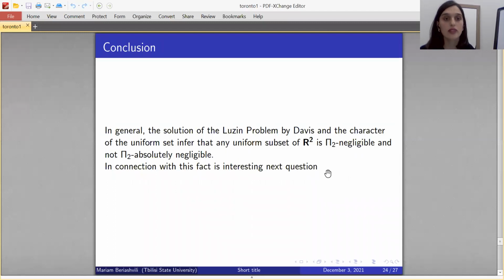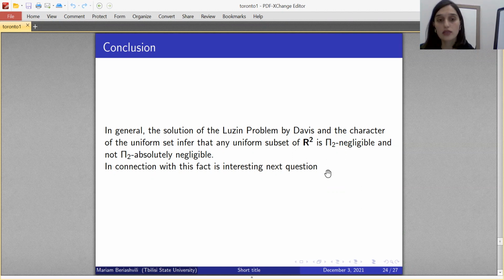And so, a conclusion about uniform sets. The solution of the Lusin problem by Davies and the character of the uniform sets imply that any uniform subset will be P2 negligible and not P2 absolutely negligible.